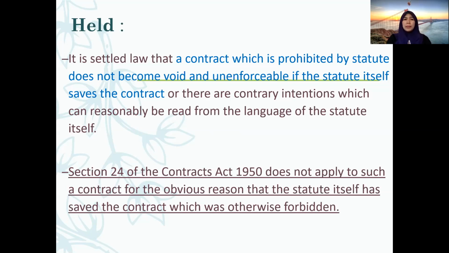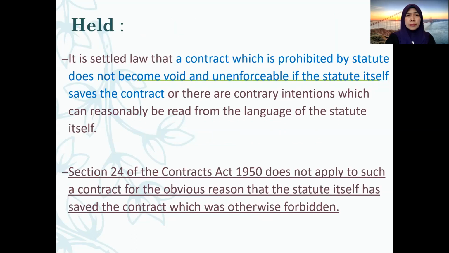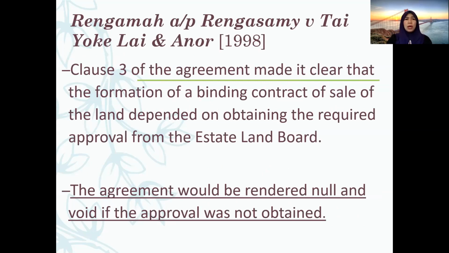And the court actually reproduced section 24. It says that this section 24 does not apply to such a contract for the obvious reason that the statute itself has saved the contract which was otherwise forbidden. The court said clause 3 of the agreement made it clear that the formation of a binding contract of sale of the land depended on obtaining the required approval from the estate land board.